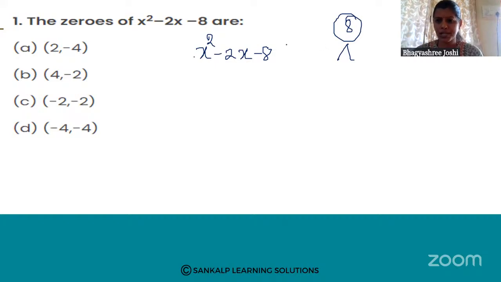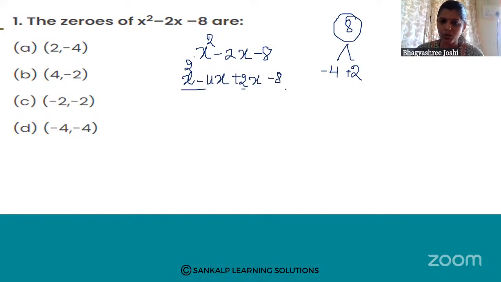if you do addition or subtraction, what should we get? Middle term minus 2 should come. So choose such numbers. Choose two such numbers. Which numbers will come there? 4 into 2 is 8, right? If I do minus 4 plus 2, what will I get? Minus 4 plus 2 is minus 2, right? Here, the middle term is minus 2. That only I want, right? x square minus 4x plus 2x minus 8, right?